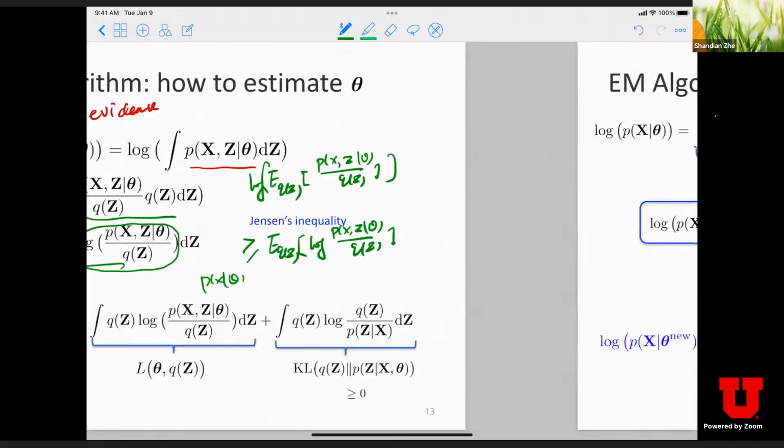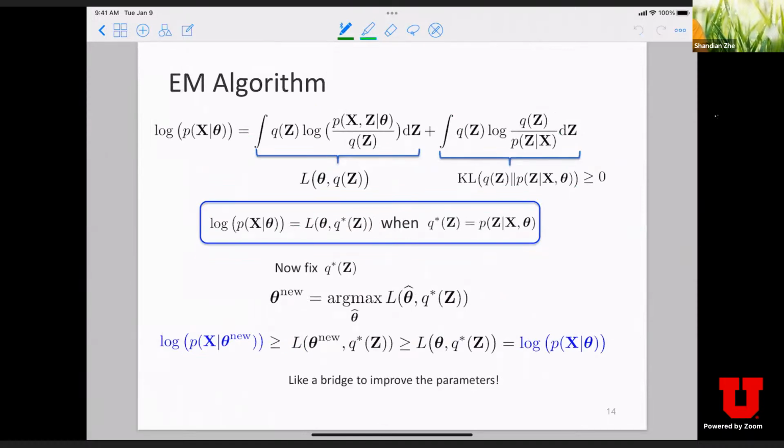By applying Jensen's inequality, we can decompose the true model evidence into the summation of two terms. One is the lower bound, the other is the KL divergence. From the lower bound, we see that it is determined by two inputs. One is model parameter theta. The other is the distribution introduced, Q of Z, which can be an arbitrary non-zero probability density. And then the gap is the KL divergence between your introduced distribution and the true posterior distribution of Z given X and theta.